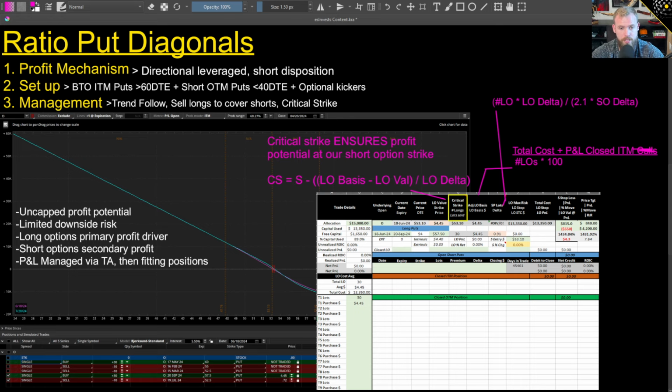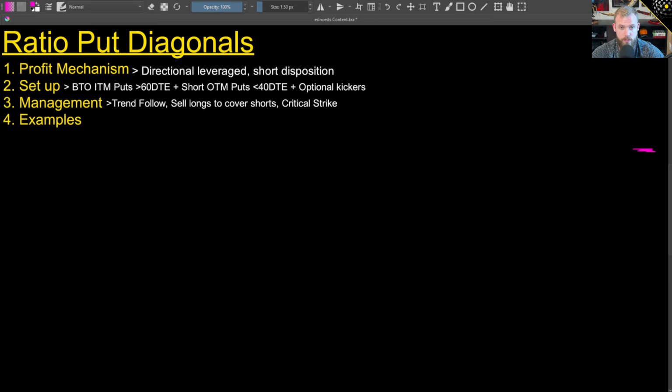So again, some of this stuff might be a little confusing. Take your time looking at it. This is just all internal tracking for me. You don't have to do this. If you have a platform like Thinkorswim, like I showed you, it literally will show you all of this for you. You don't have to worry about it. I think it's a good exercise to build this personally, but you don't have to. So that's kind of the basis of the trade.